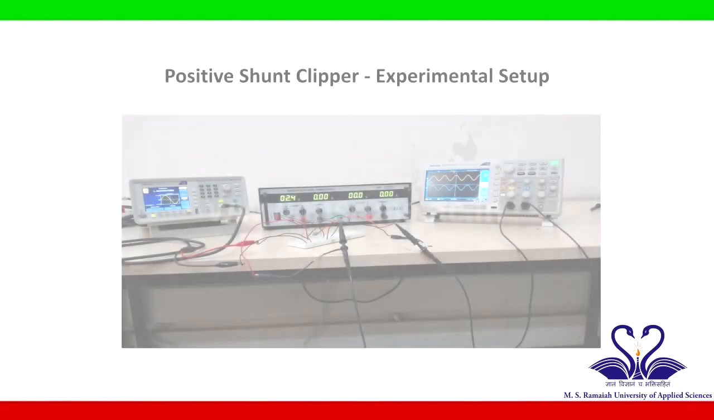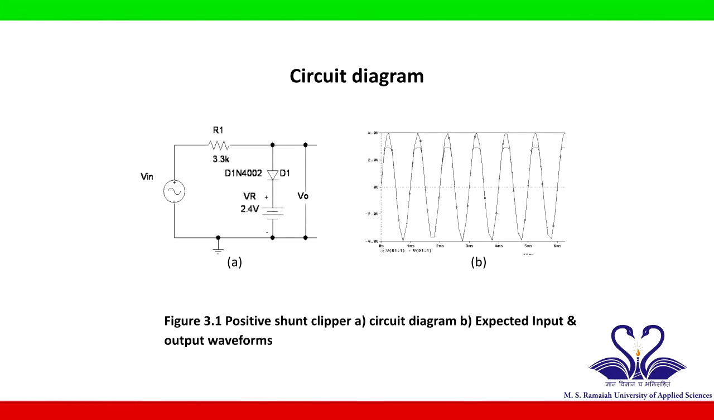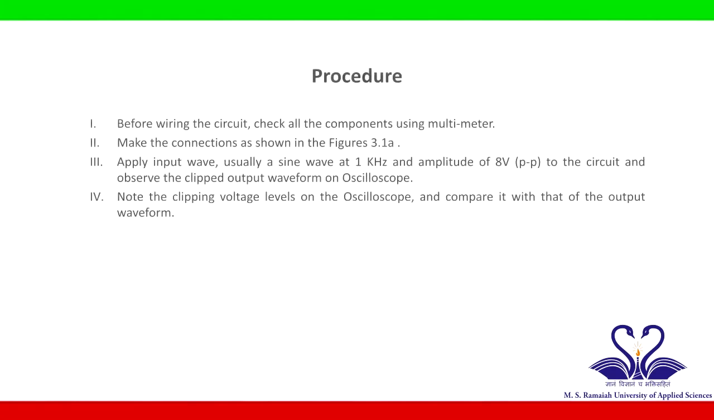Figure shows the circuit diagram and experimental setup of a positive shunt clipper with input and output waveforms. Construct the given circuit diagram for positive clipper on breadboard. Oscilloscope and function generator are connected to the breadboard using probes. Set an input signal in sine wave form of 1 kHz frequency and 8 volt peak-to-peak amplitude in the function generator. Apply this signal as input. Measure the input and output from digital oscilloscope. Measure the clipping level at the positive side of output signal.